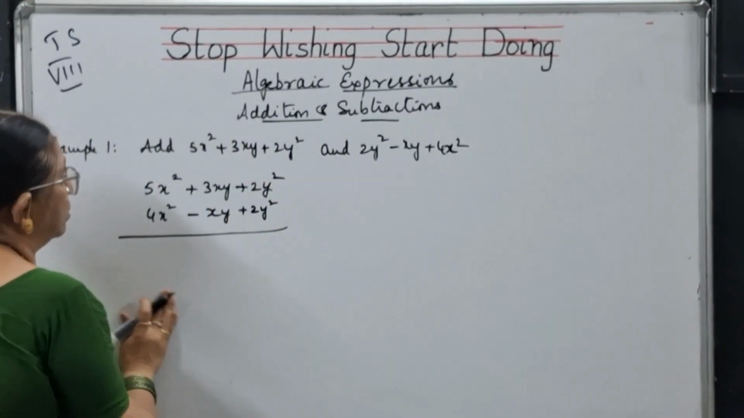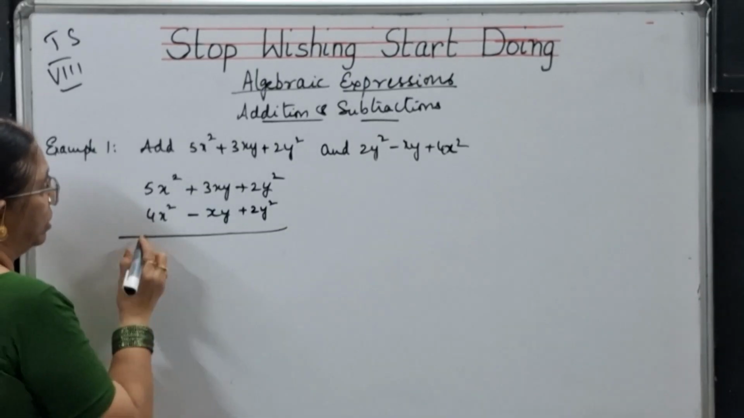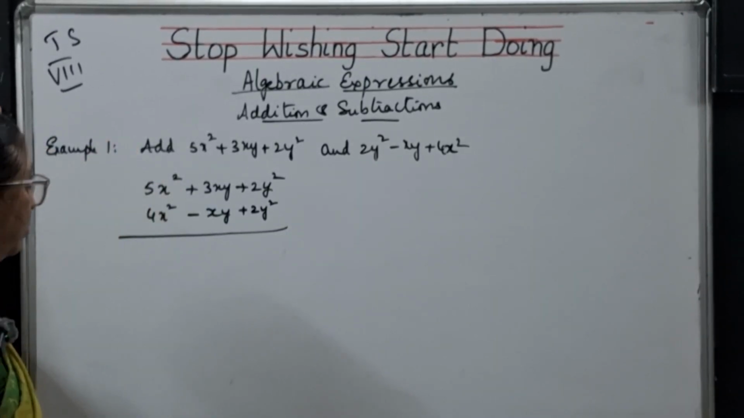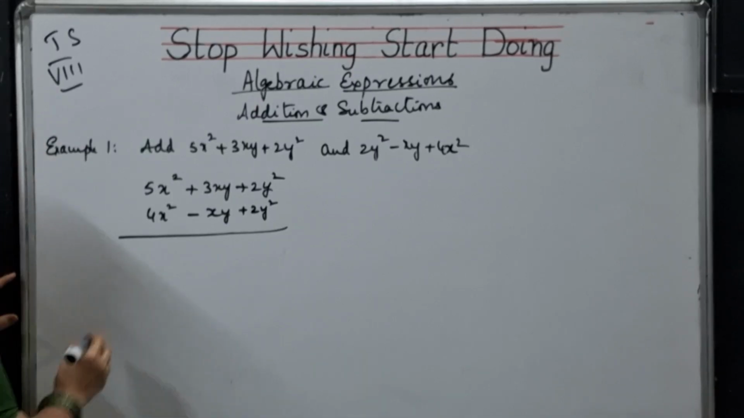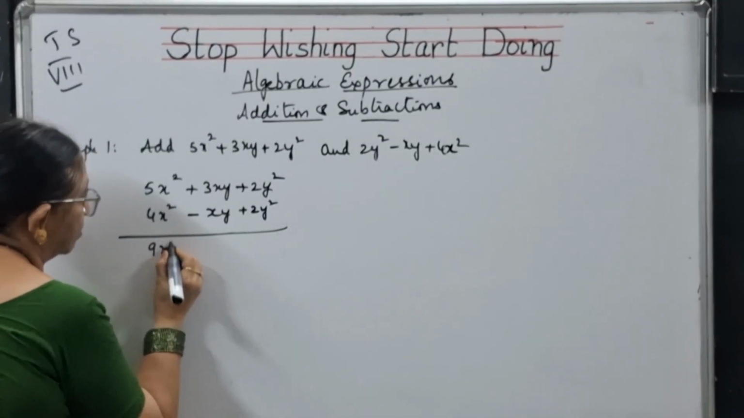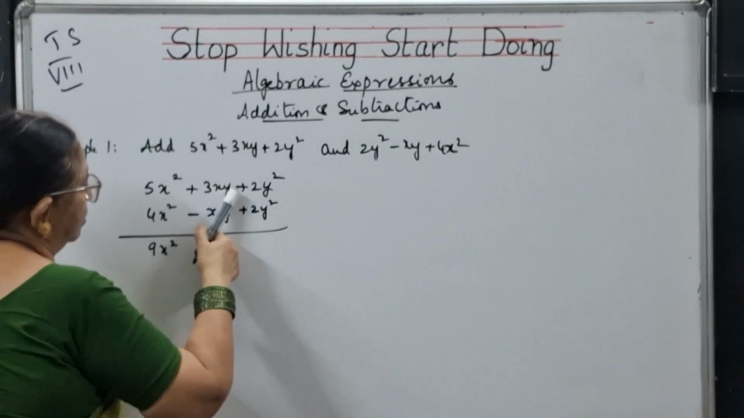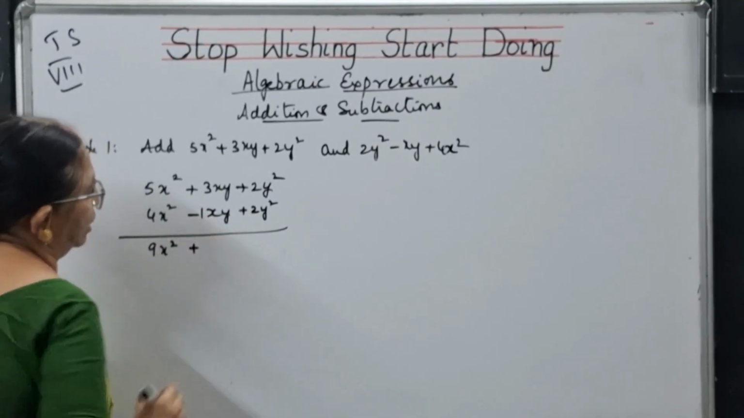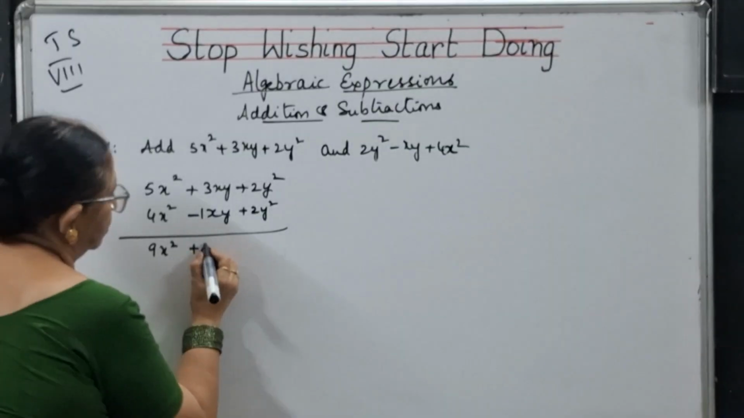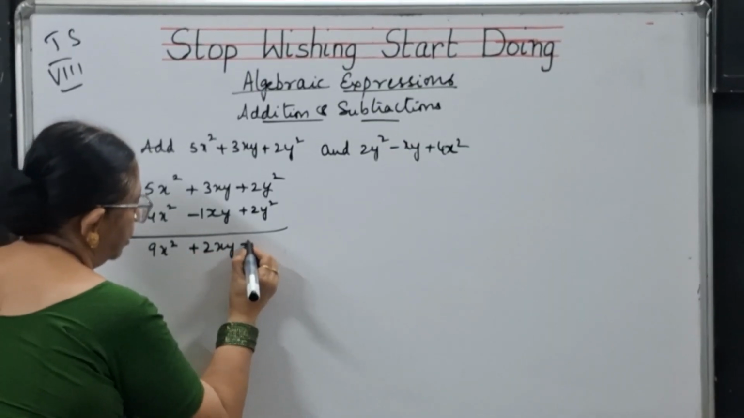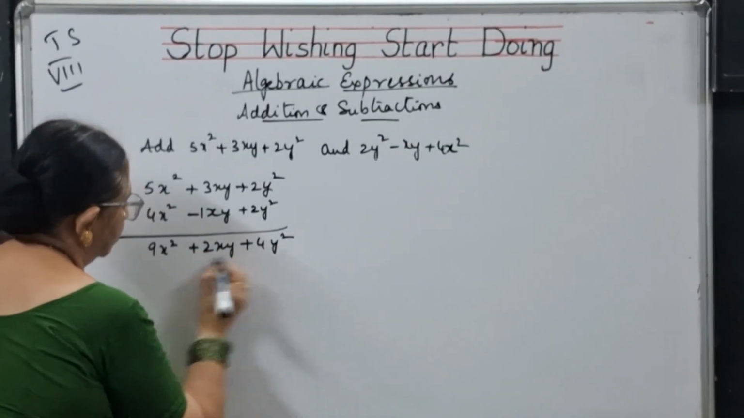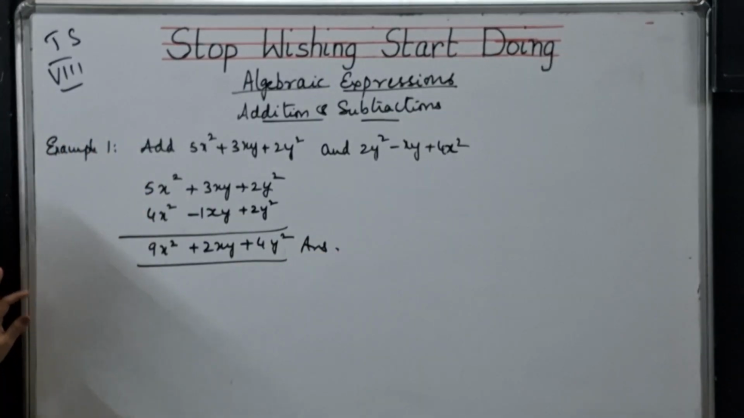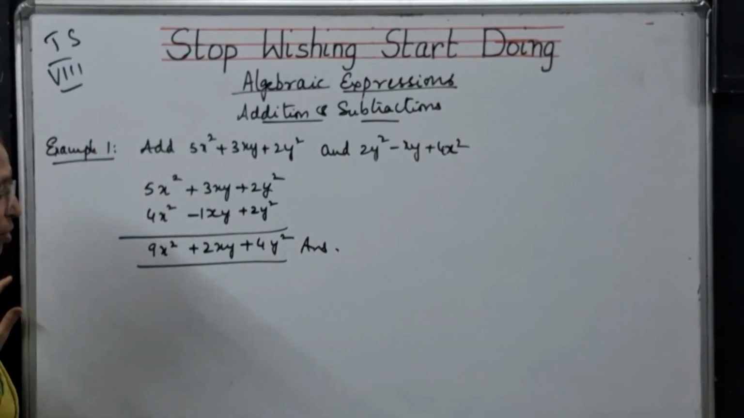Now addition. You will add normally with the numerals only. You will add it. These variables you don't add. You will write them as they are. So 5 plus 4 is 9x square, and this is plus 3xy minus xy. That means minus xy means 1xy. So 3 minus 1 is 2xy, plus 4y square. So this is the answer for this problem, children, under example 1.